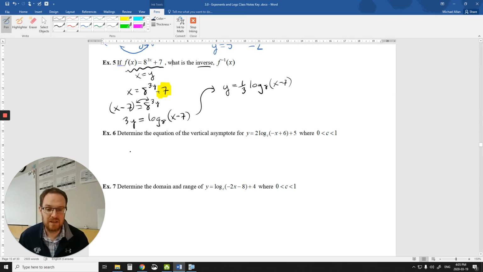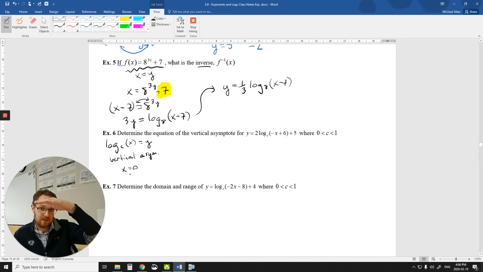Okay, so the equation of the vertical asymptote. Let's determine the equation of the vertical asymptote for this guy. Now, what we know about the original graph, log base c of x, if you go right to the very top of this lesson, the vertical asymptote is x = 0. It's just the vertical line right on the y-axis there, because the original exponential graph had a horizontal asymptote at y = 0. So we switched it to, rather than y = 0, x = 0.